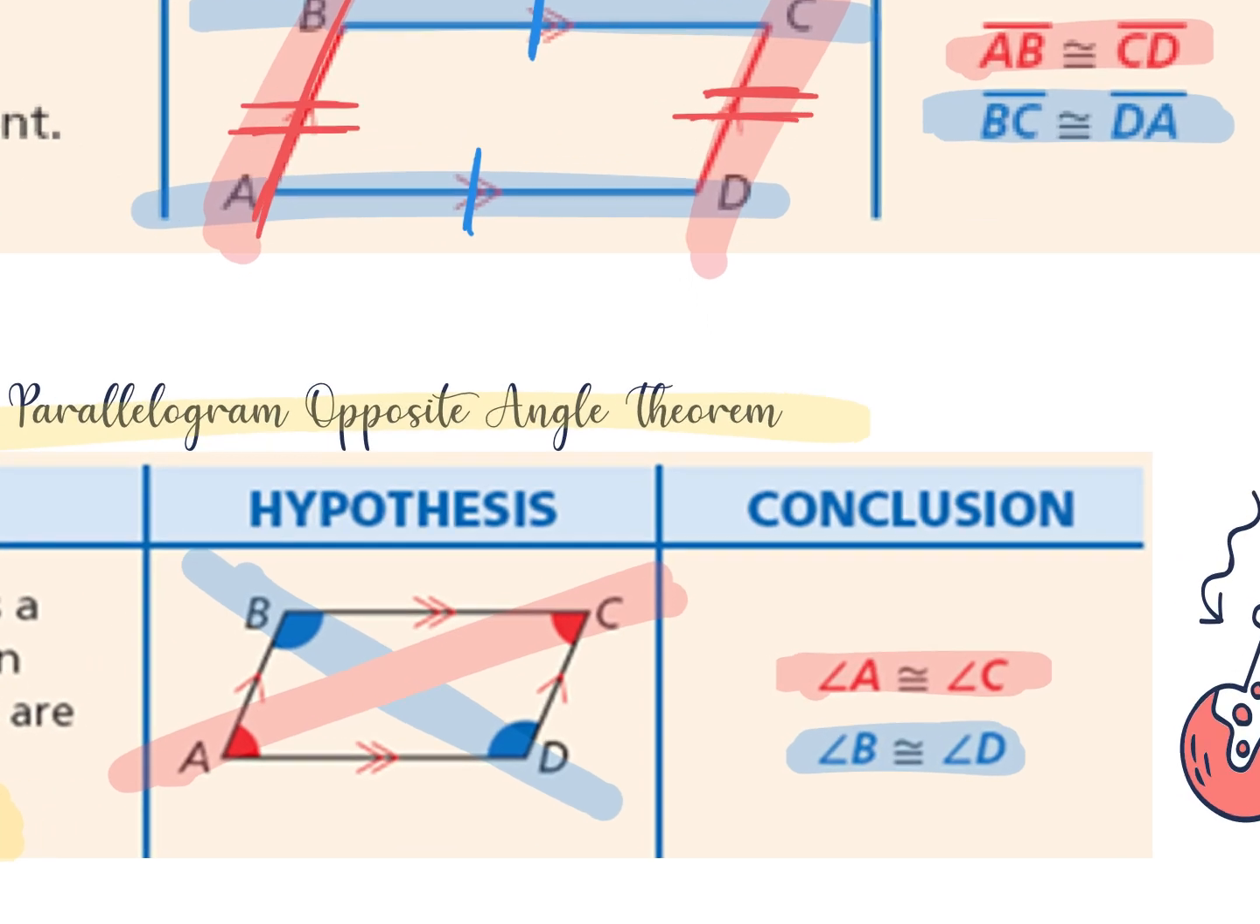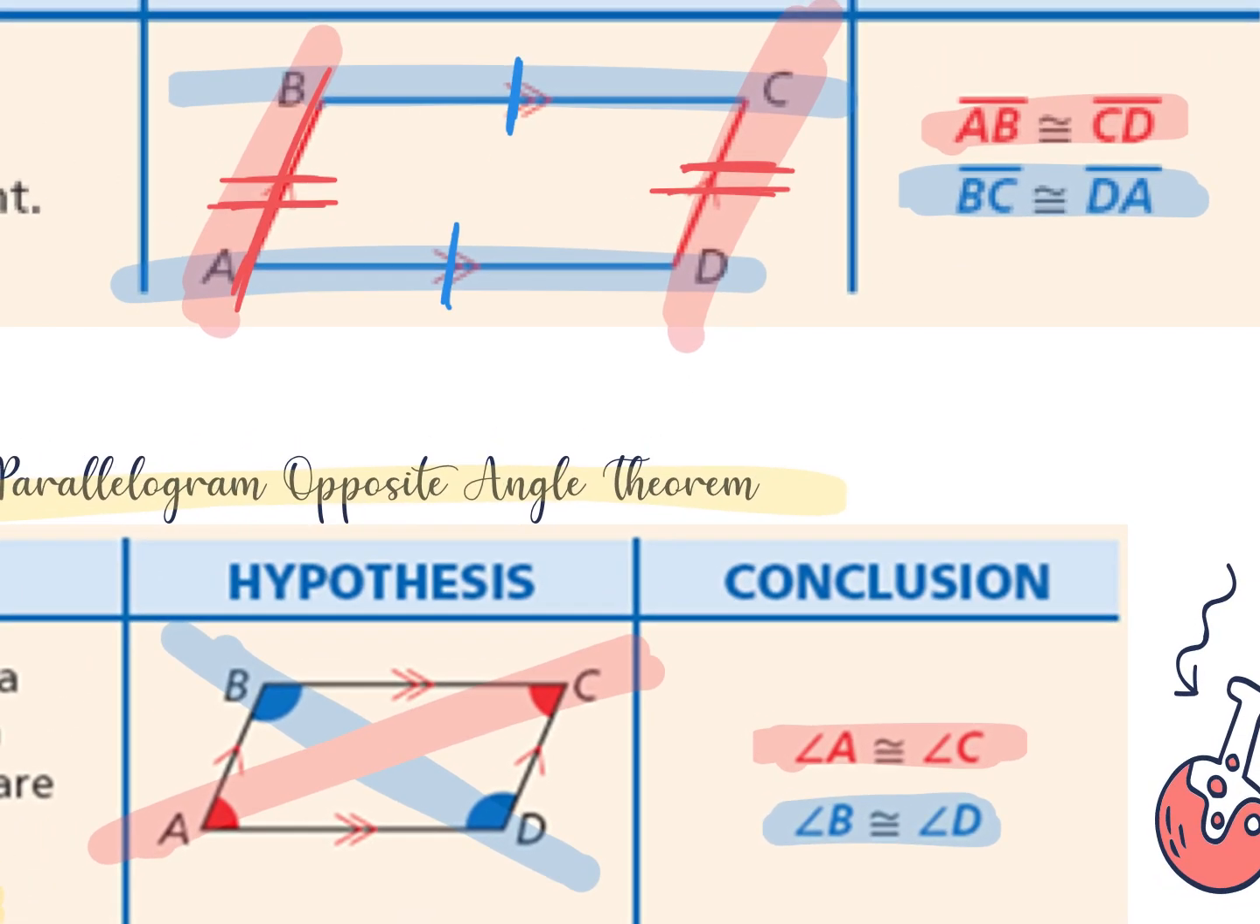Okay, you have to know these two. Opposite sides are congruent and opposite angles are congruent. Questions on these two? Okay.